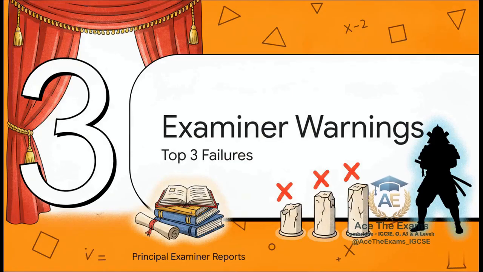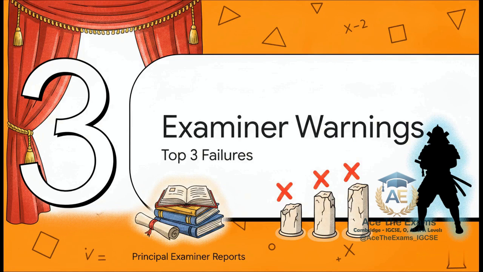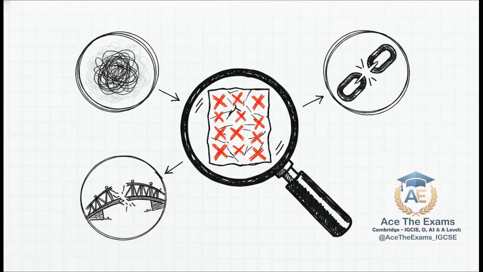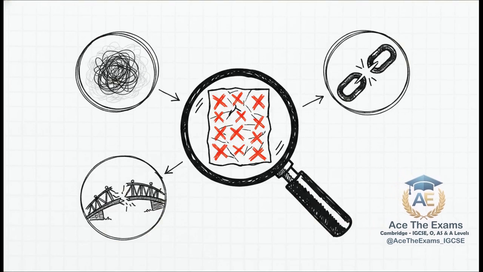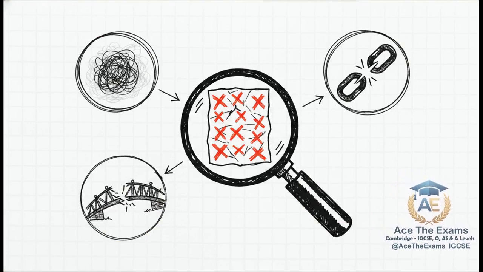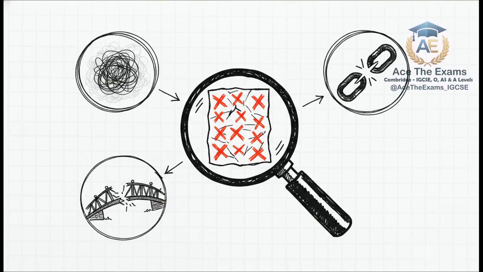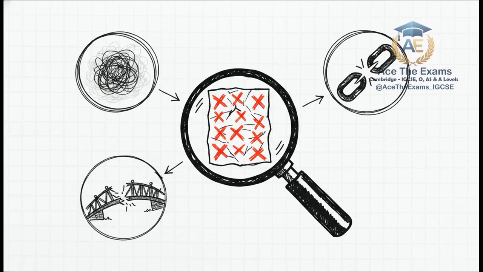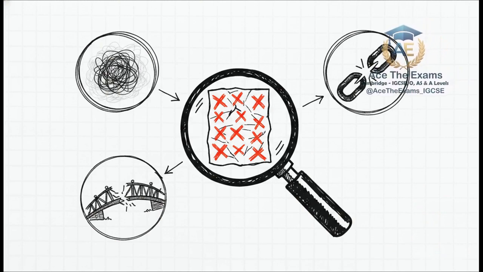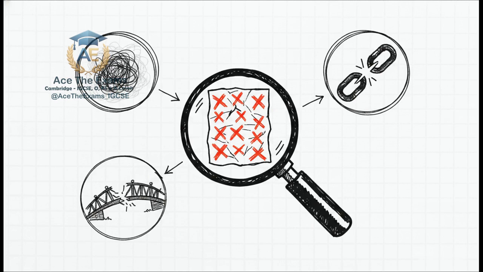Section 3. Examiner Warnings. Top 3 Student Failures. We are pulling back the curtain and looking directly at the principal examiner reports. These are gold mines because they reveal the top 3 mistakes where thousands of candidates fail every single year. Let's do challenge 2, find the flaw. I'm going to read a sample answer from our student Sam. I want you to spot the exact sentence that loses marks.